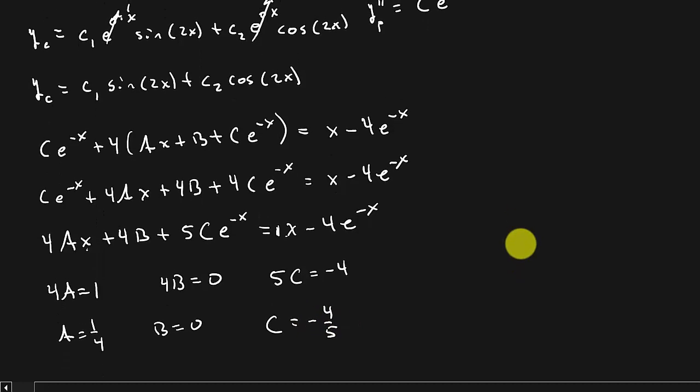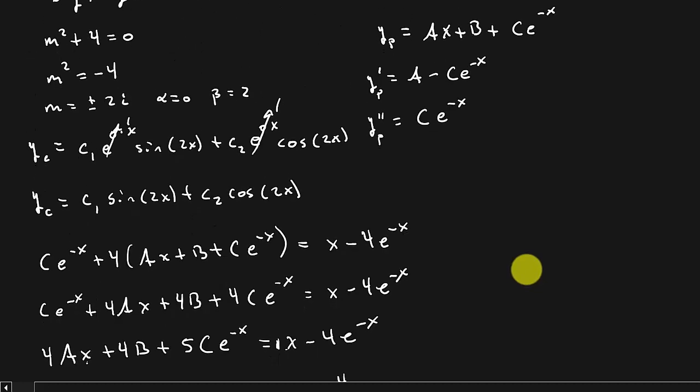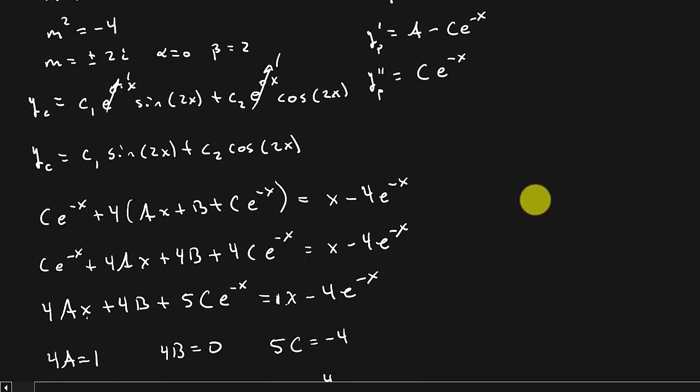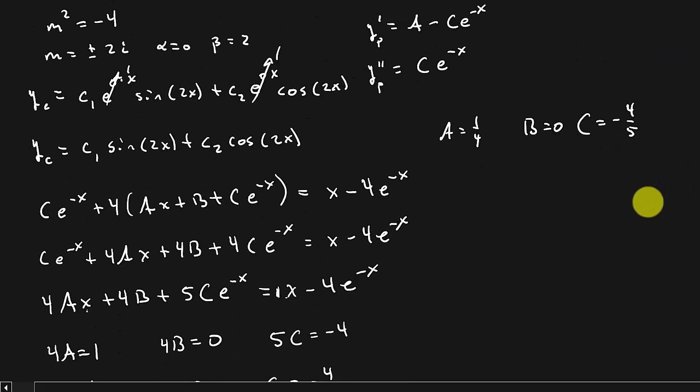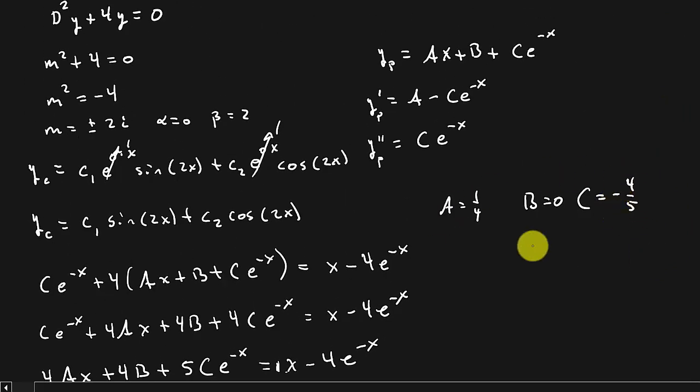And so now we get our particular solution. Well, let's write this up here. A is 1/4, and b is 0, and c is negative 4/5. And so we've got to plug this back into here. So we get y sub p is equal to 1/4 x. B is 0, so that term's just gone. And then plug this in for c, minus 4/5 e to the negative x.